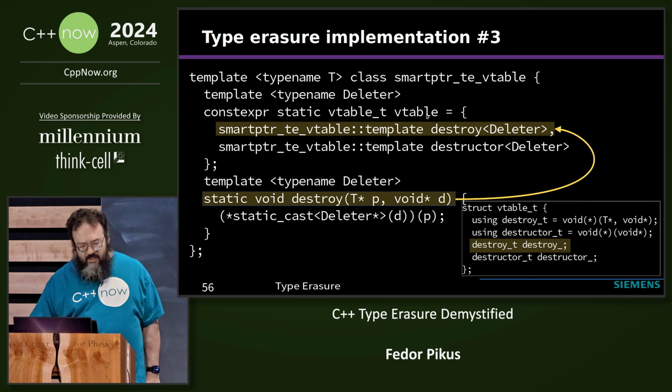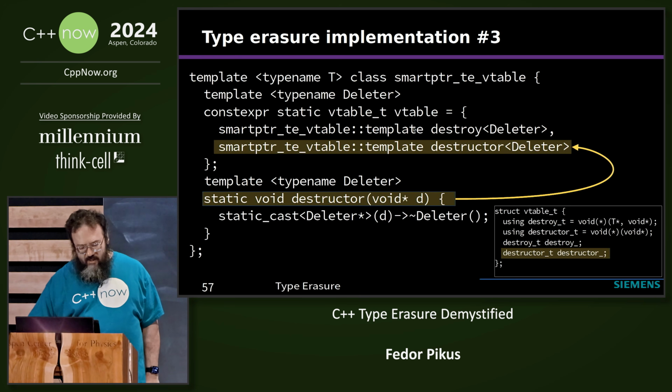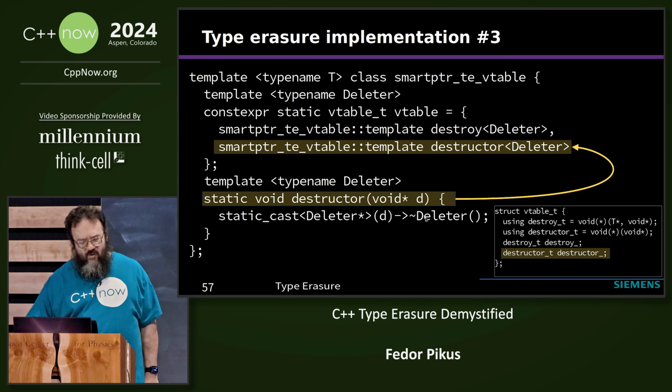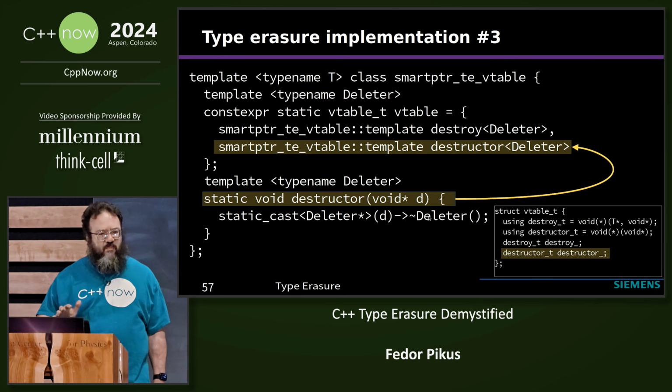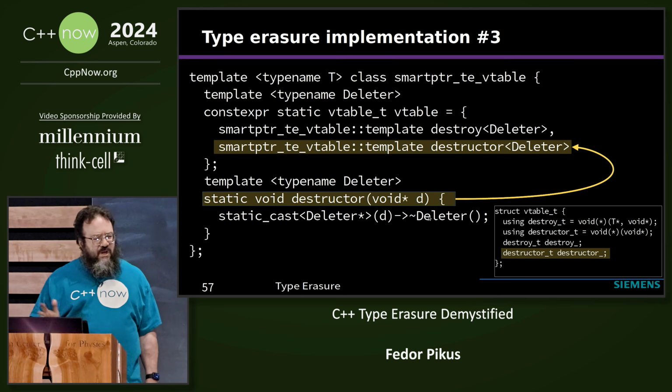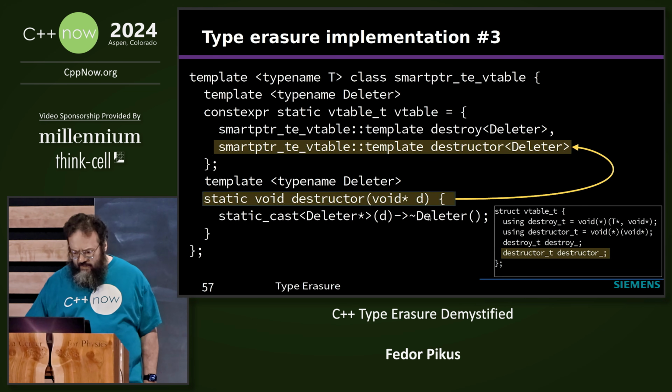And I'm initializing this vtable t with this aggregate initializer, which has two function pointers. This is one, and this is the second one. I'm going to invoke the destructor. And yeah, this is written for a local buffer optimization, so I didn't deallocate memory. If you wanted to deallocate memory, obviously you'd do it here.